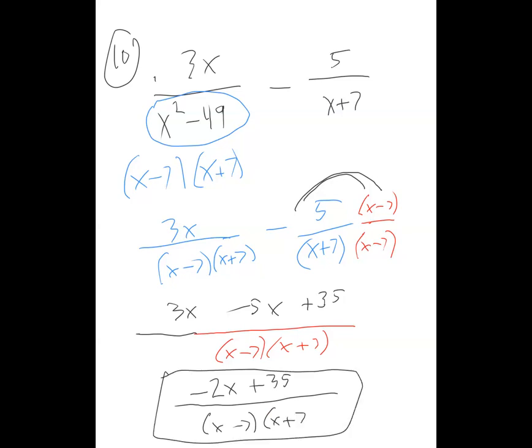So negative 2x plus 35 over, ooh, I left something out. I made an embarrassing mistake. Does anybody see what I left out? Yeah. That would be like having a title in your English paper with a missing word or something like that. So negative 2x plus 35 over that. So that's it. We're done with that problem.